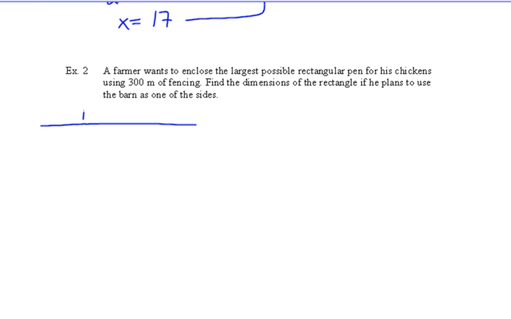So we have the barn. It's a rectangle. So let's draw. Well, first of all, what are we trying to maximize? Area. So we need a formula. Because we're trying to maximize area, I'm going to need a formula for area. And what shape are we dealing with? A rectangle. So what is the formula for area of a rectangle? Length times width. So let's draw our picture.